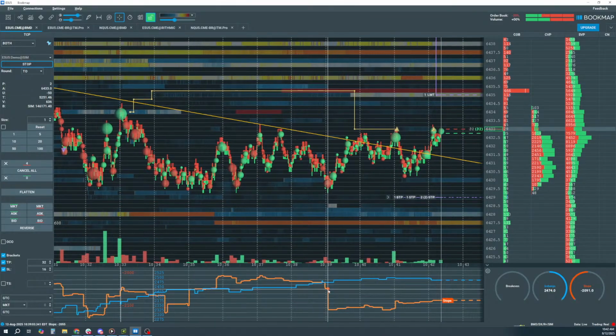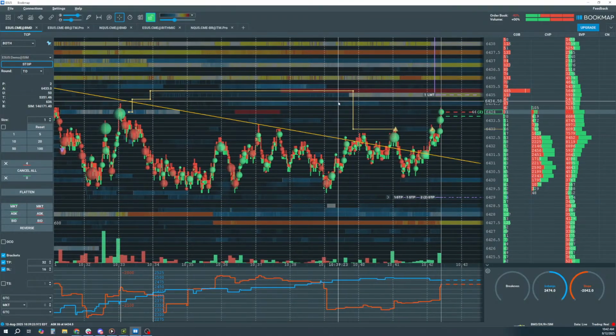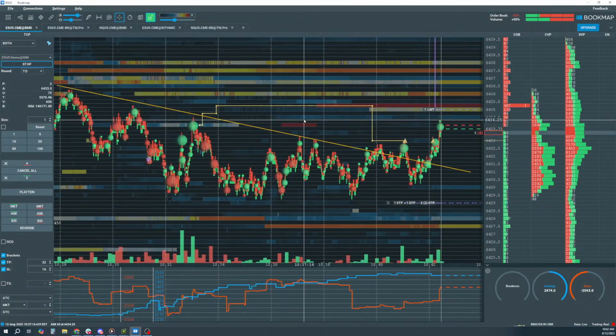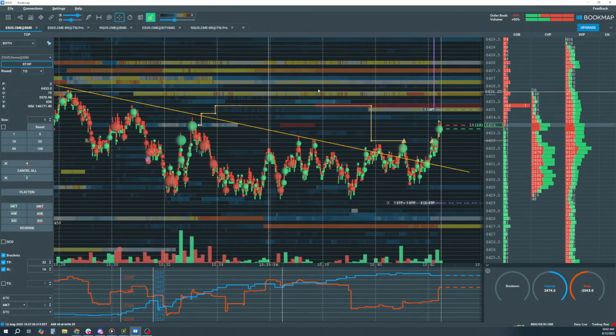We had our stop run as well. Okay, so now looking for that move up into the 35 liquidity, and some of the swings up in here.